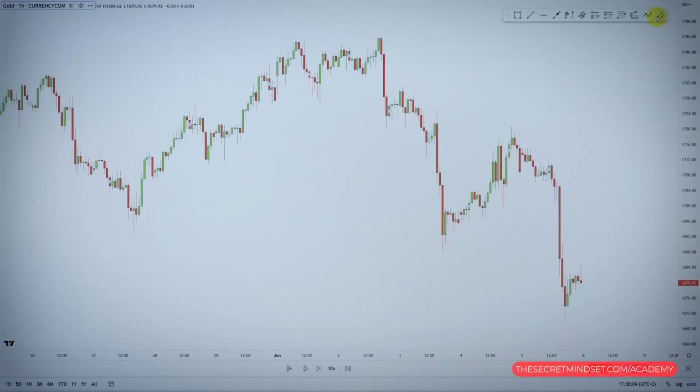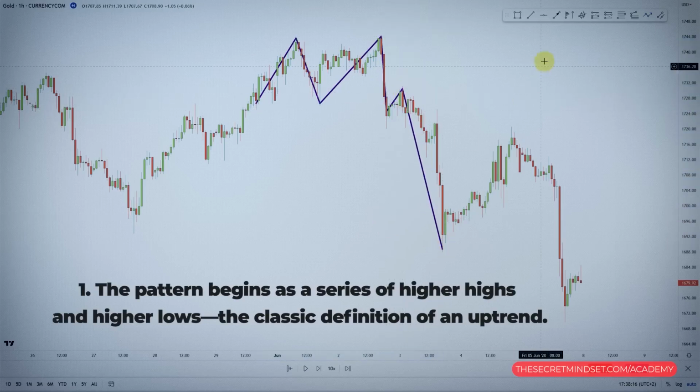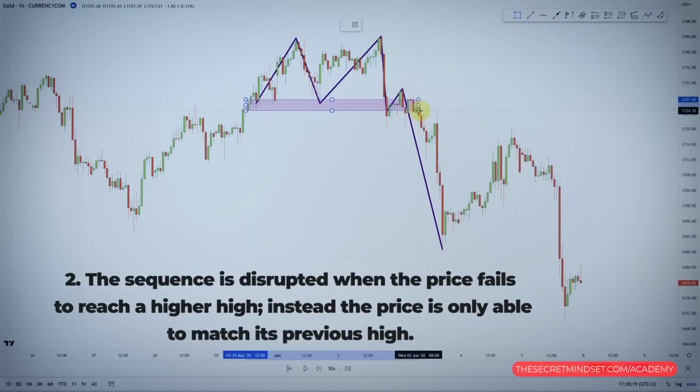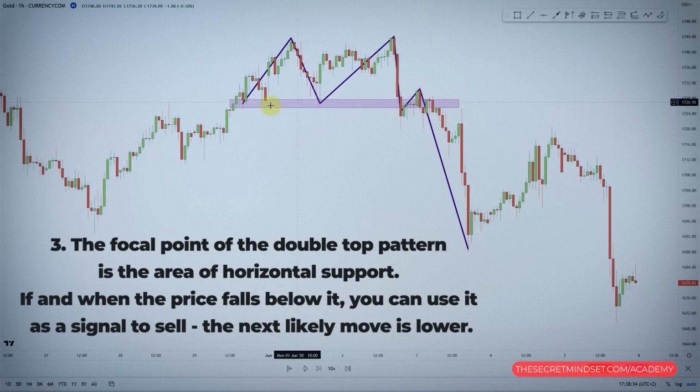If you understand the concept of a head and shoulders pattern, the bearish double top should be easy to follow. First, price must form a series of higher highs and higher lows, the definition of an uptrend. The sequence is disrupted when the price finally fails to reach a higher high. Instead, the price is only able to match its previous high. The 2 highs don't have to be perfectly symmetrical. The focal point of this pattern is the area of horizontal support. If and when the price falls below this low, you can use it as a signal to sell because the next likely move is lower.